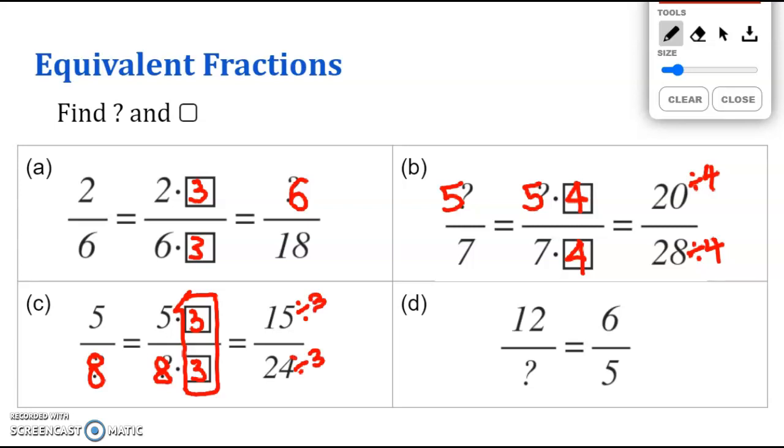Now what about this one? 12 over something, 6 over 5. What did I multiply 6 by to get to 12? I multiplied by 2. And so I need to multiply the bottom number, the denominator, by 2. So this is 10.